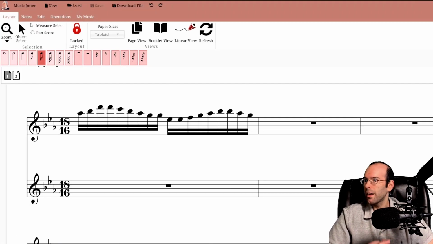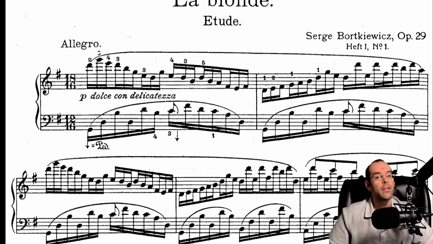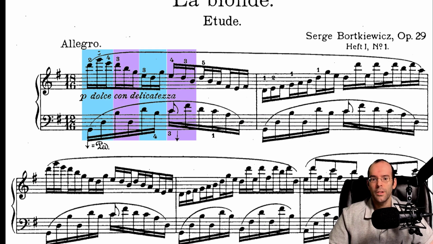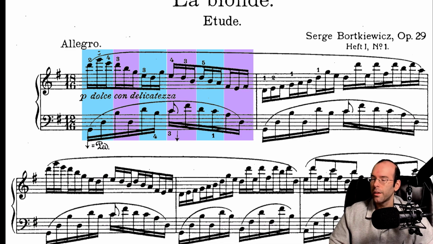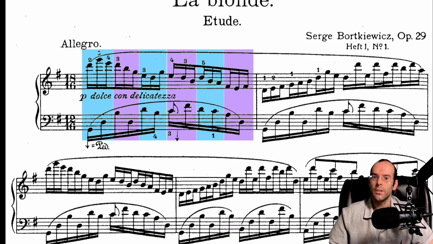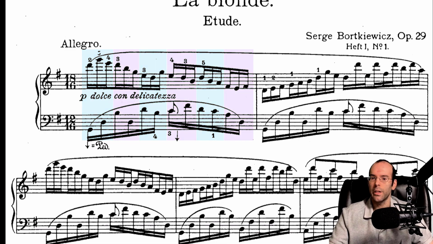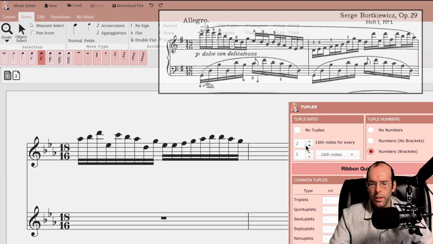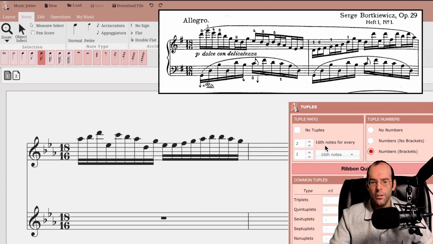Okay, so we have our right hand, which is notated perfectly. The left hand, we have 2/16 notes for every 3/16 notes in the right hand. So we're going to need a ratio that will take this into account. So let's change our ratio. And then we have 2/16 notes for every 3/16 notes. And this should actually handle the rhythm that we need.